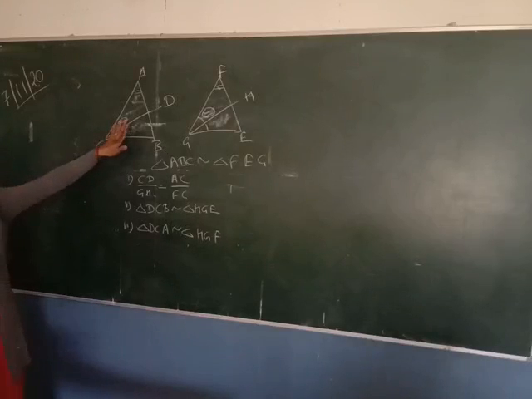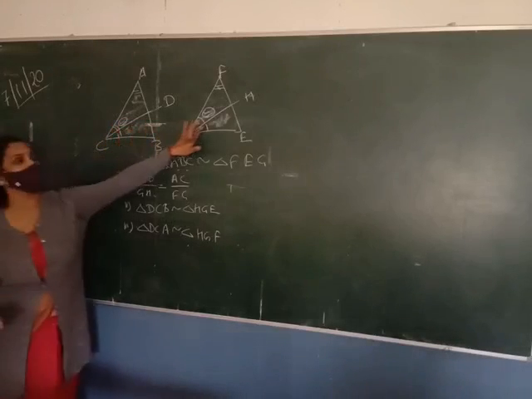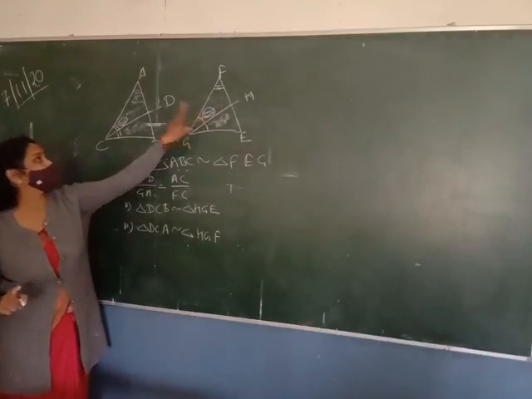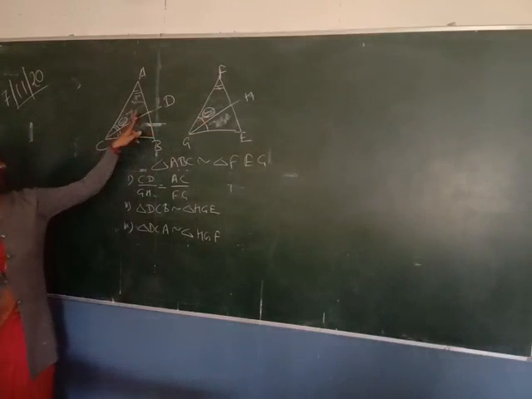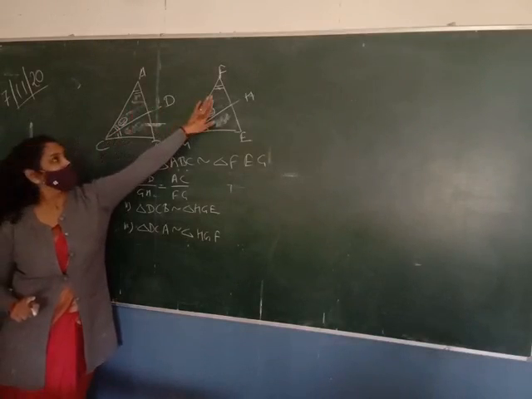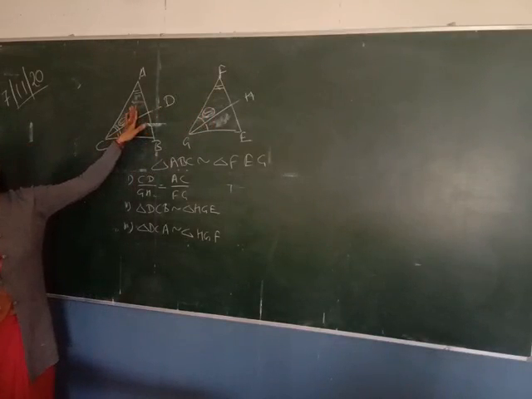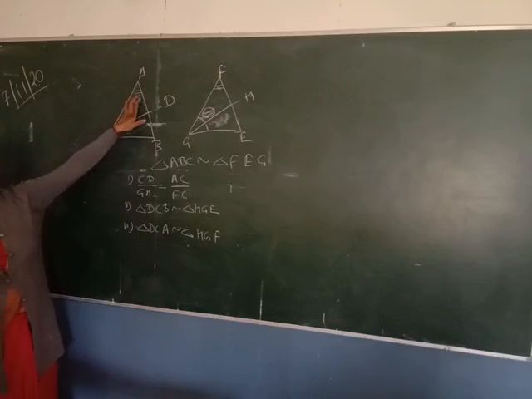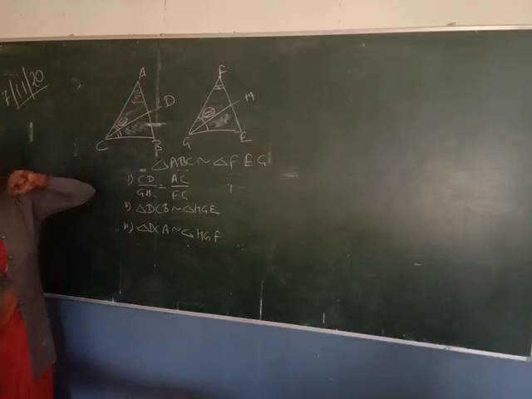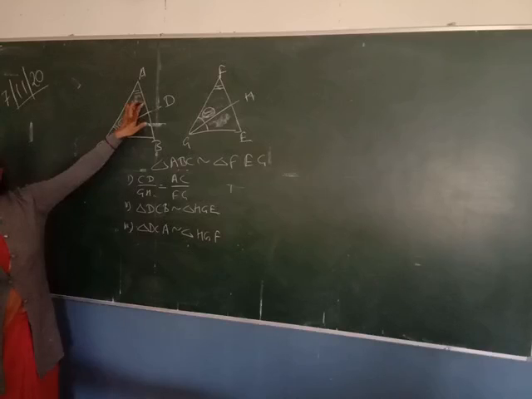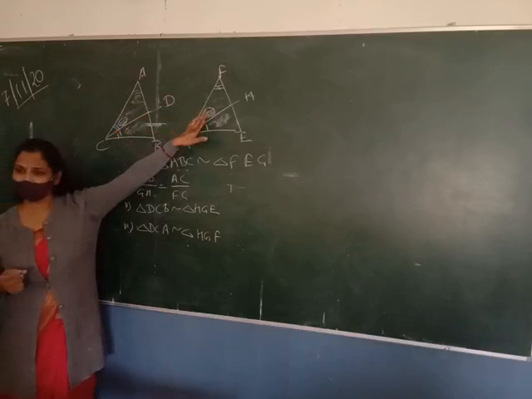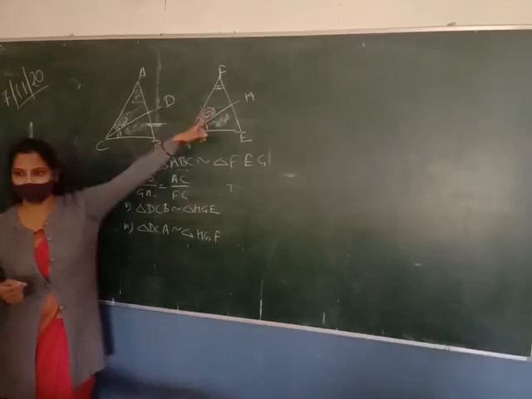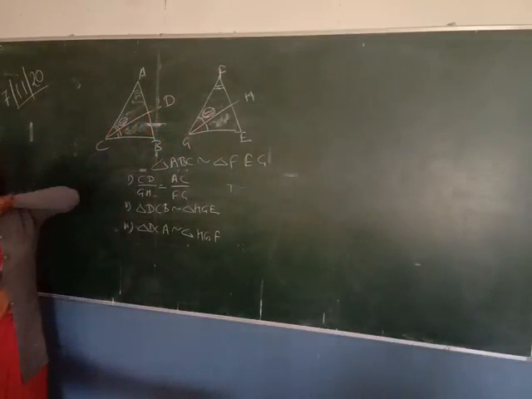For these sides, if you want the ratio CD upon GH equal to AC upon FG, then you have to prove that these triangles are similar to each other. How will you prove these are similar? Which angles are equal? Angle A is equal to angle F. Why? Because these large triangles are similar to each other. So angle A is equal to angle F. Second one: angle C equals.